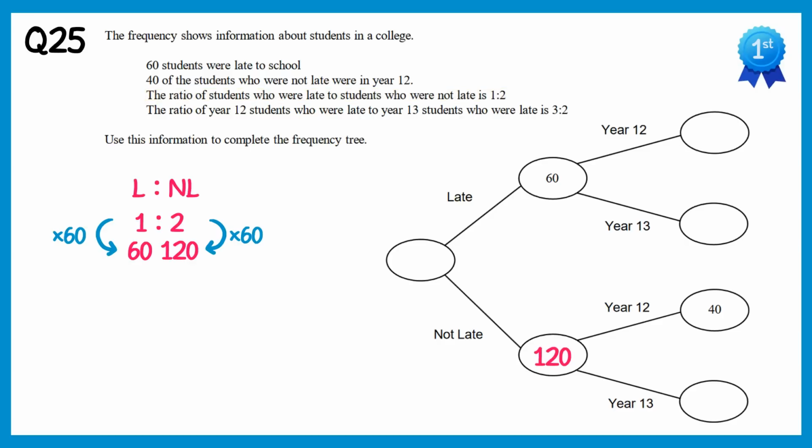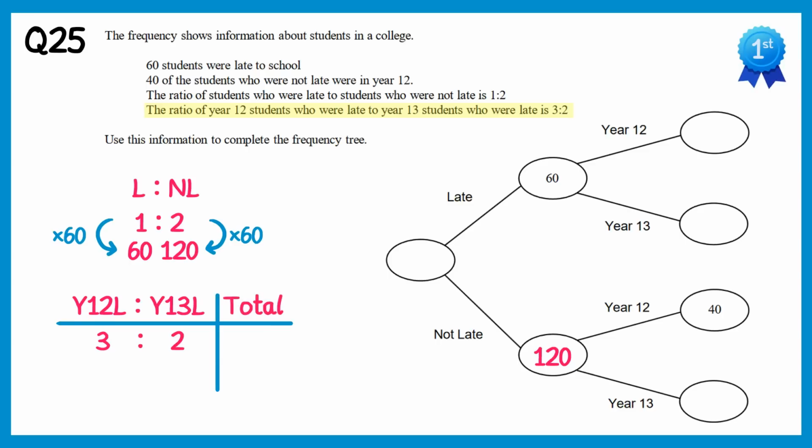We are also told the ratio of year 12 students who were late to the year 13 students who were late is 3 to 2. So year 12s who were late to year 13s who were late is the ratio 3 to 2. If we construct a table like this and add a total column, there are 3 parts and 2 parts, so that's 5 parts, and we know the total of all late students is 60.